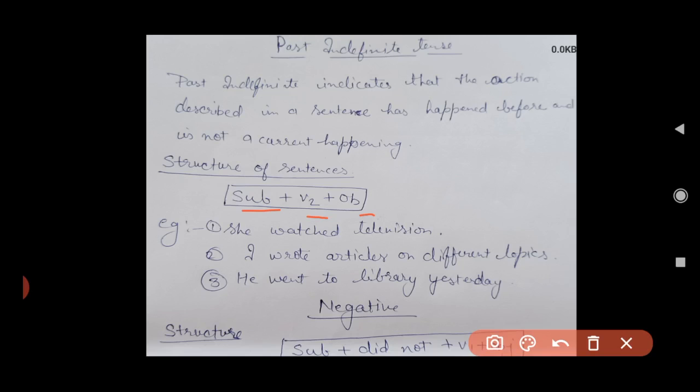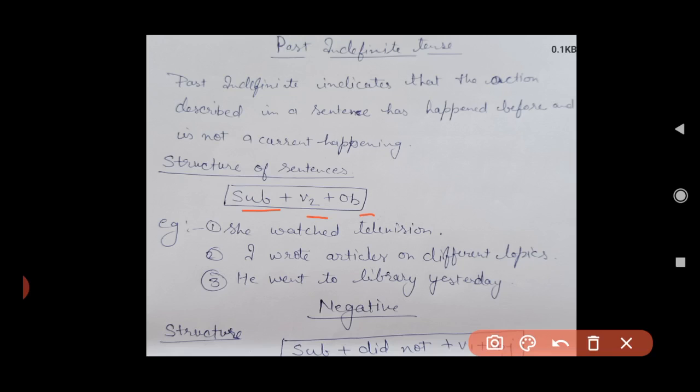Okay, and the examples of past indefinite tense are: she watched television. She watched means dekha. So she watched in the past, yesterday or this morning, but now she is not watching TV. She watched TV in previous time.